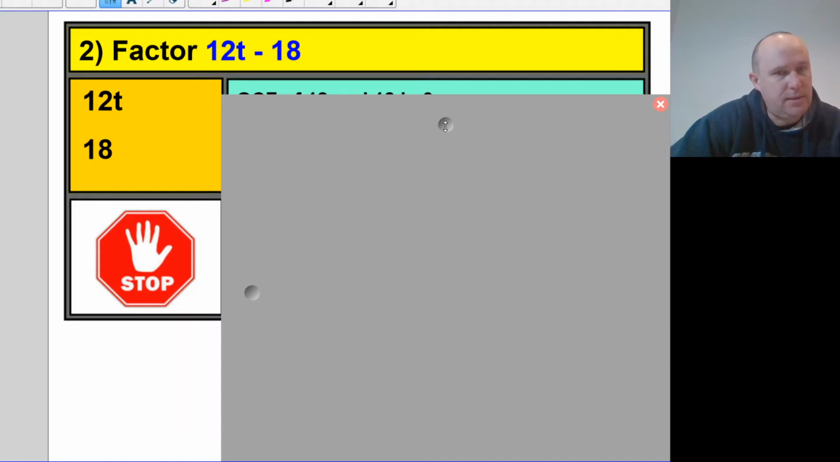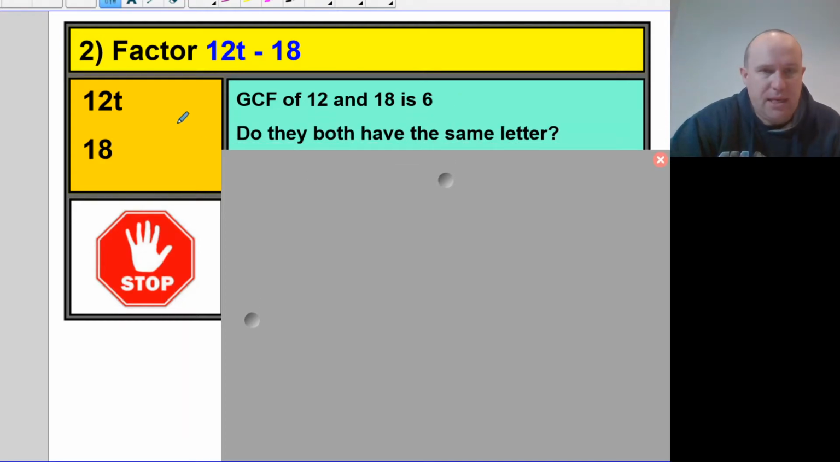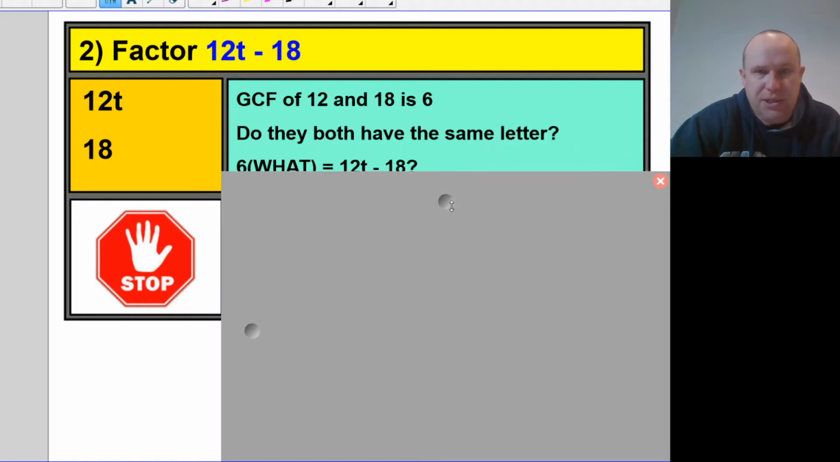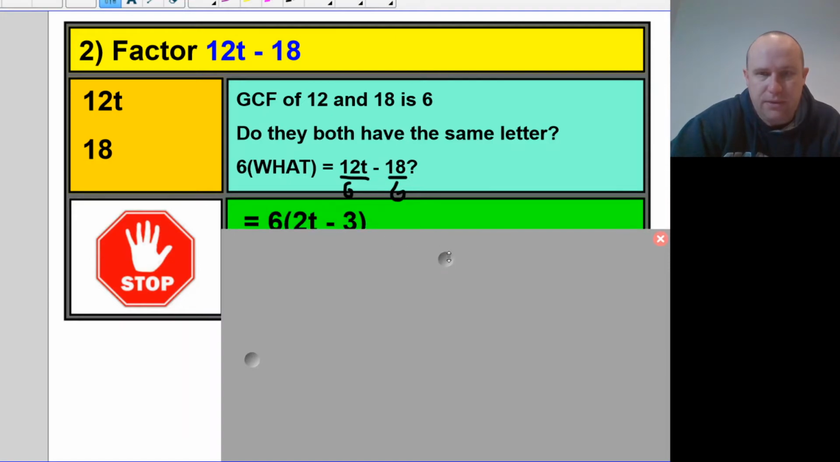12 and 16, it's not 2, it's not 3, it's actually 6. And this is kind of one of those dangerous ones where you find a number. So if you're not sure, just use a calculator. Once again, do they have the same letter? No, so the only GCF for this one is 6. And then to find out what the answer is, just divide both of these by 6. 12 divided by 6 is 2, and there's a t left over, so 2t. And negative 18 divided by 6 is negative 3, and you're done.